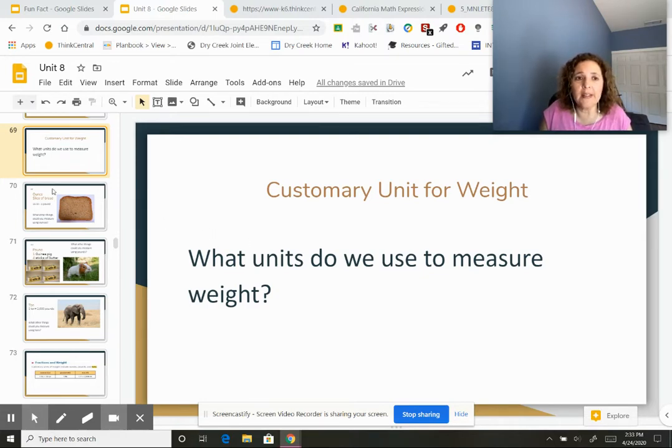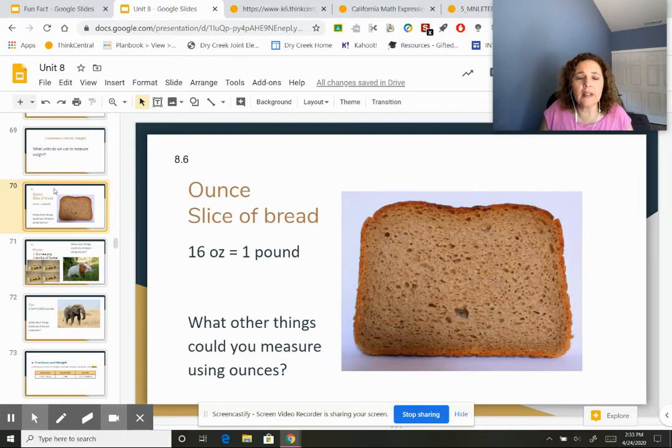Ounces is the lightest form of measurement that we have, and that would be if I want to weigh stuff that doesn't weigh that much. So, for example, one slice of bread is equivalent to about 1 ounce. If you want to know what that's like, ask your parents if you can put a slice of bread on your hand and you can see how much it weighs. It doesn't weigh very much, okay?